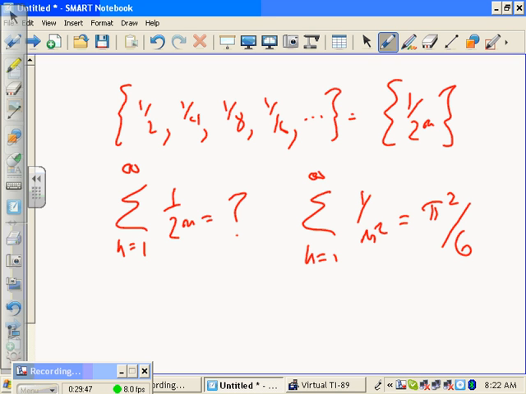This is known as Euler's series. He stayed up all night one night and figured out this is exactly pi squared over 6. In 1782, no calculators, no computers, no nothing. How do you get that? And it's exact.